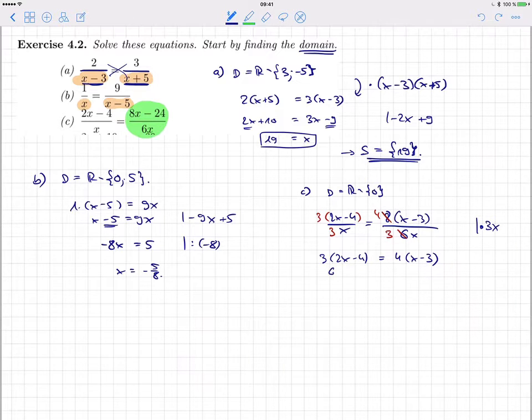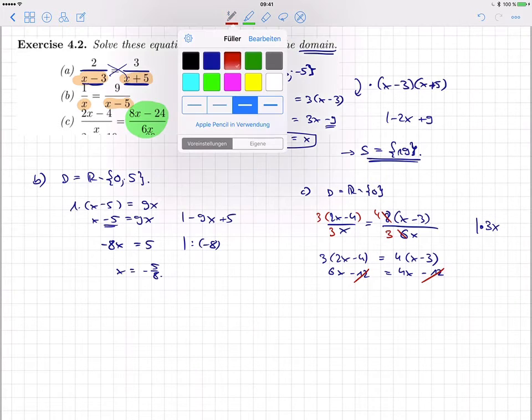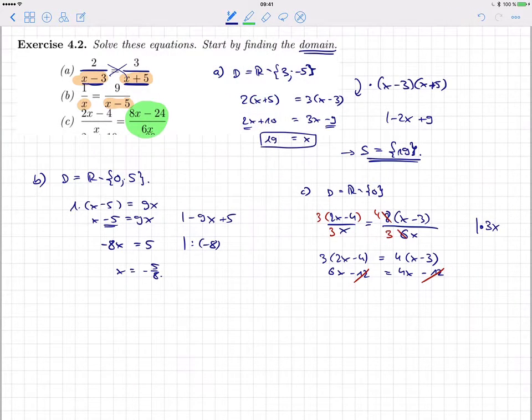So let's see, let's expand. Oh, look, we can take away this. And now we get 6x equals 4x. Now there are several ways of solving this. It looks a bit weird, but we can isolate x. Well, there's just a 0 remaining on the right-hand side. 2x equals 0, so x equals 0.